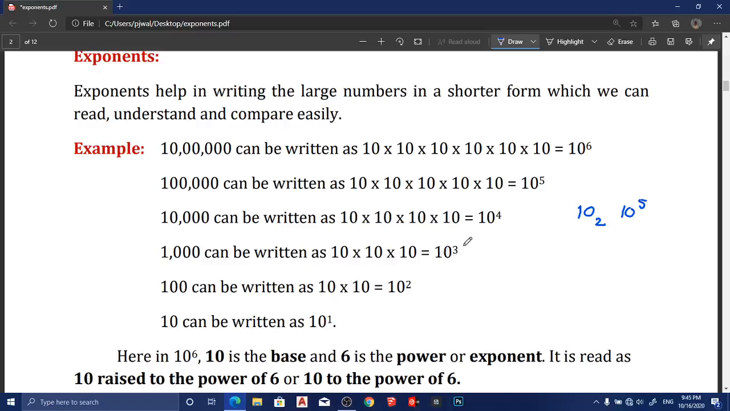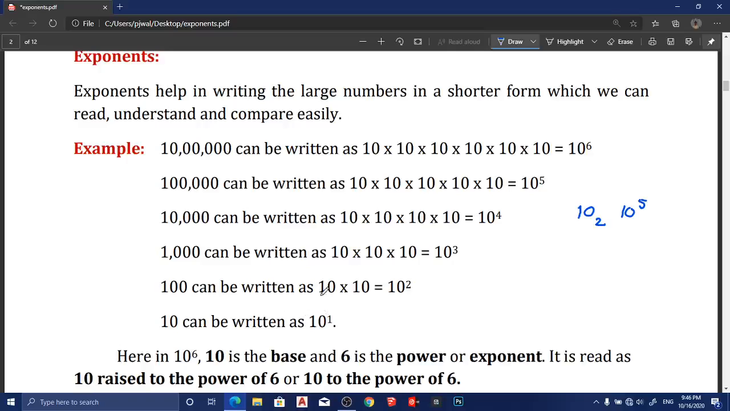10 raised to the power of 3 means you are multiplying 10 three times. If you multiply 10 three times, you will get 1000. So this is the shorter form of 1000. This is the shorter form of 100, 10 raised to the power of 2. Here it is 10 raised to the power of 1 only, that's why you are getting only 10 here.